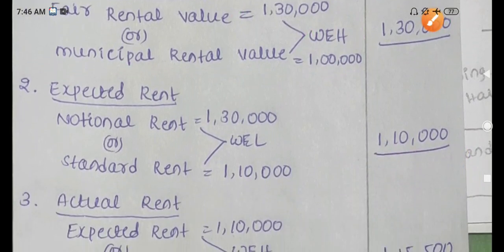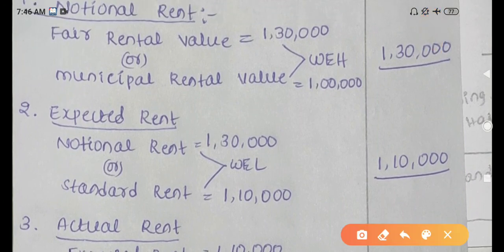Okay, and next, expected rent. So expected rent means notional rent or standard rent, whichever is less. So the notional rent, what we calculated previously, in the first step notional rent will be 1,30,000. So here we mention 1,30,000. And the standard rent is given in the question, that is 1,10,000. So in these two, which is the lesser amount? 1,10,000. So 1,10,000 is mentioned in the amount column.